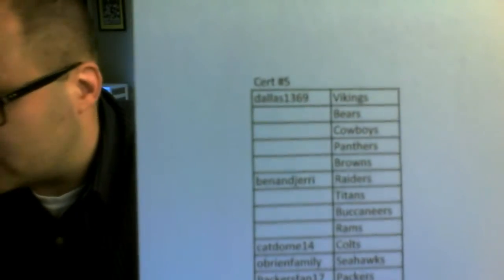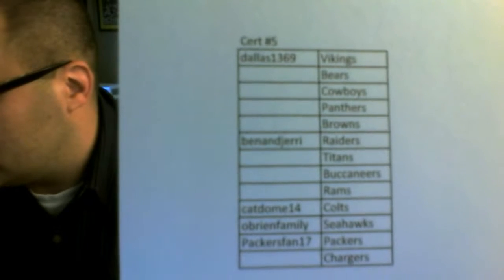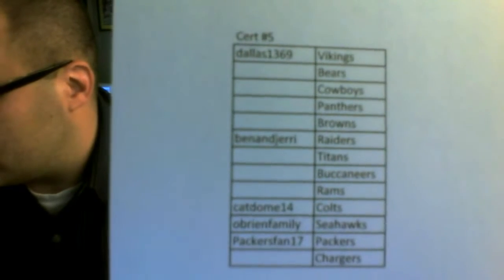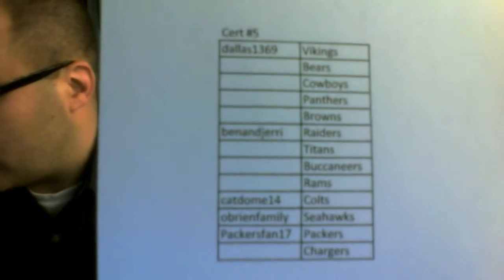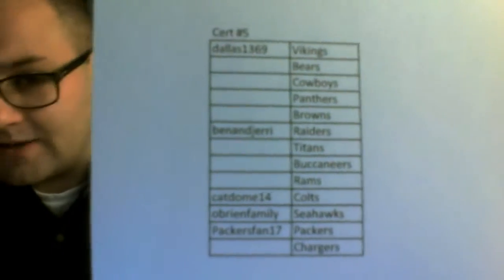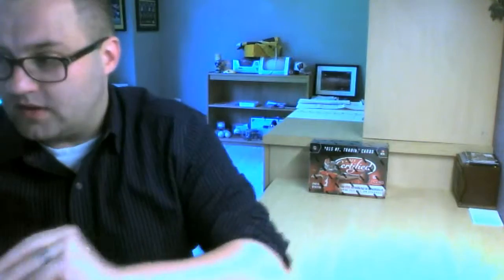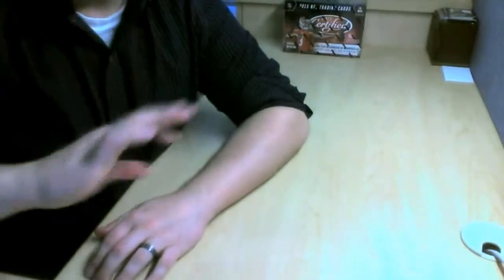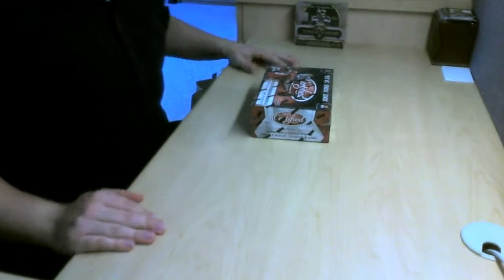Not a lot of teams were purchased in this one. This is it for the teams that were purchased. So if you're in this break, there you go. Dallas 1369, Ben & Jerry, Cat Dome, O'Brien Family, and Packers Fan 17. All right, so there we go. Good luck, everyone. We'll go ahead and get started.